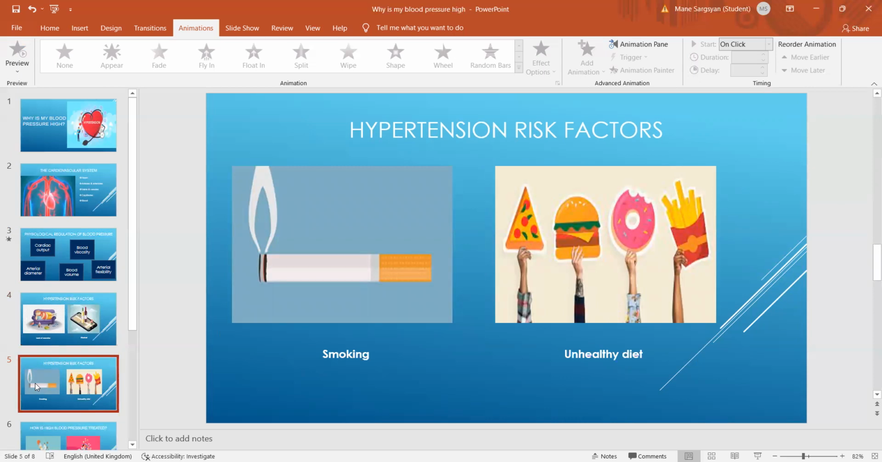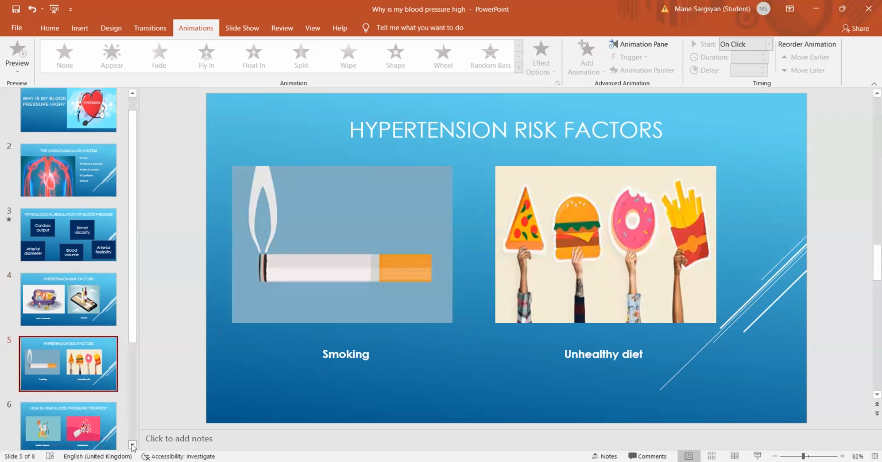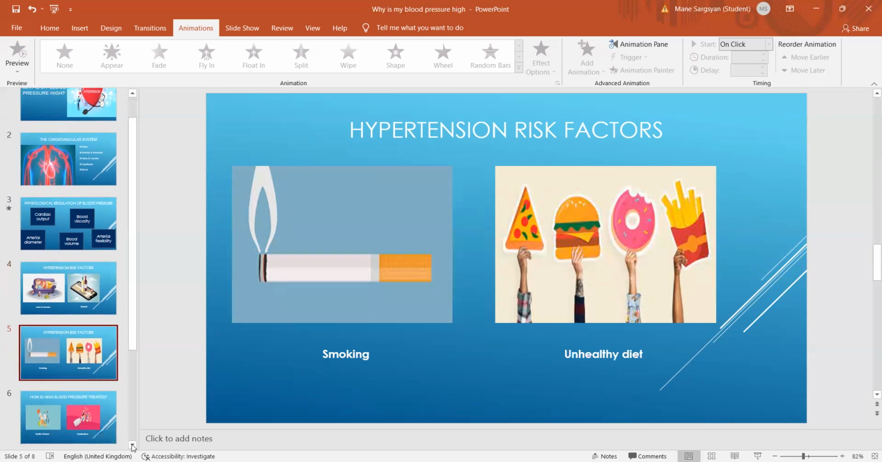Smoking, like alcohol, also increases blood pressure by constricting the blood vessels. This is caused by the substance nicotine, which is present in cigarettes. And finally, unhealthy diet has consistently been linked with high blood pressure, specifically a diet high in sugar and salt.